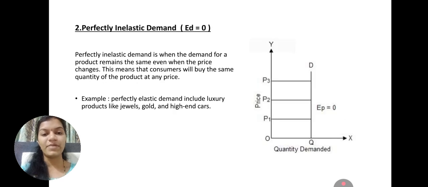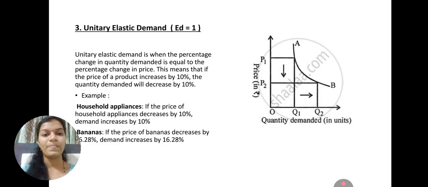Perfectly inelastic demand, that is, it equals zero. Perfectly inelastic demand is when the demand for a product remains the same even when the price changes. This means the consumers will buy the same quantity of product at any price.